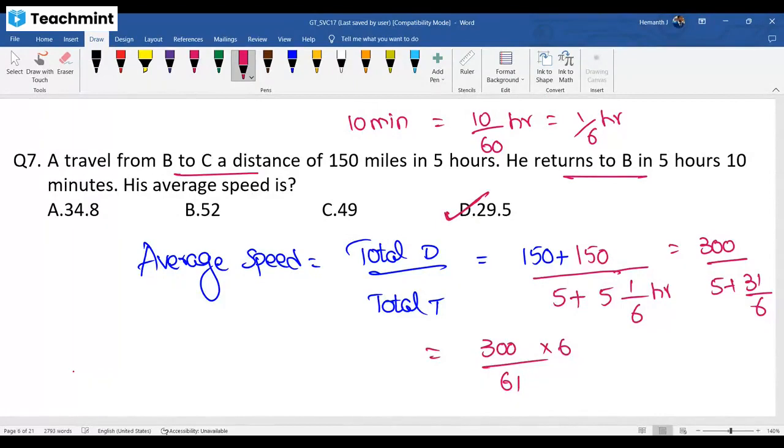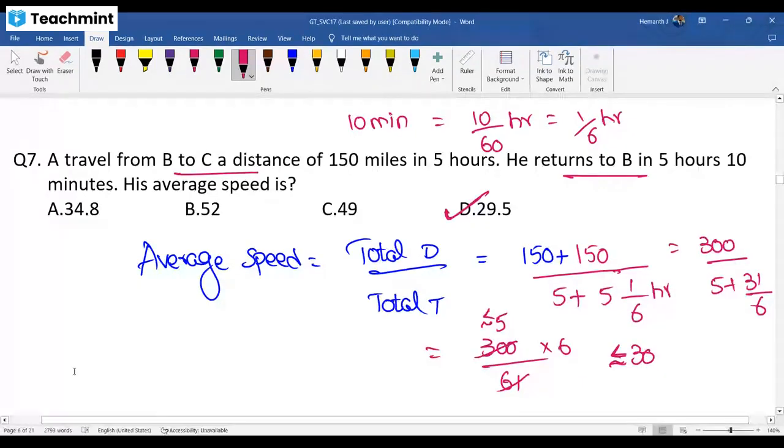That's what option 29.5. Because, let's say, the 5 times cancels. It's less than 5 only, approximately 5 or less than that. In fact, we want less than 30, close to 30 but less than that. If a calculator is not allowed, and in the majority of exams a calculator is not allowed, this is how we can do the approximate calculations. 29.5 is correct. Super.